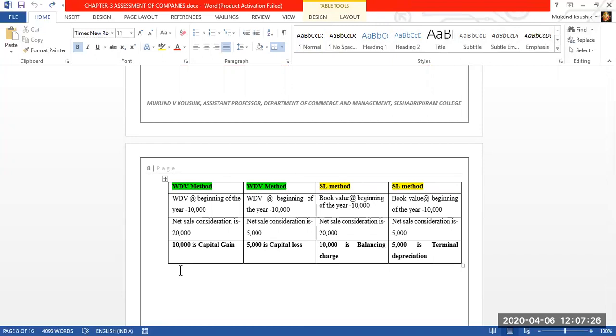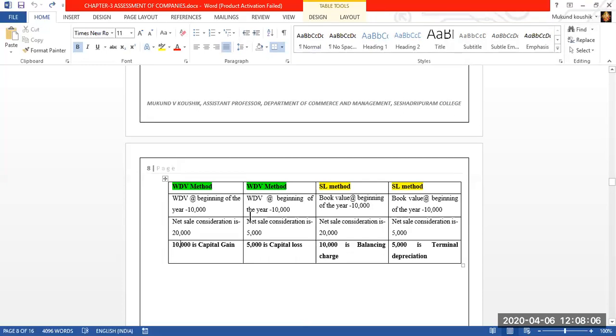For the time being, forget the straight line method and only focus on the written down value method. If a company follows the written down value method of depreciation, let us understand the treatment. Let us assume the written down value, or the book value at the beginning of the year, is 10,000 rupees. If the same asset is sold for 20,000, then the company is making a profit of 10,000, and this profit on sale of such plant and machinery or asset is considered as capital gain if the assessee is following the WDV method of depreciation.